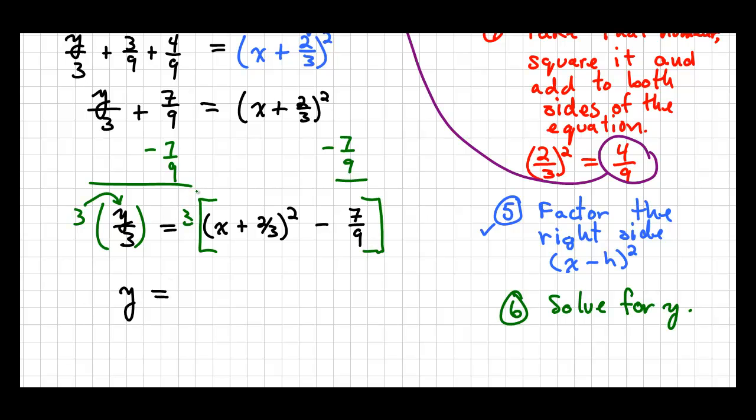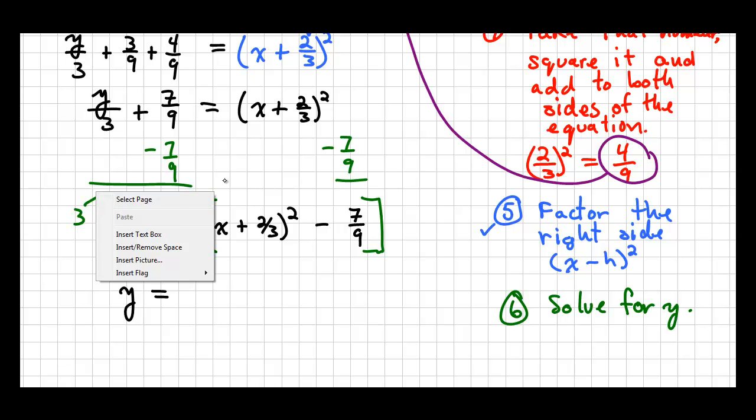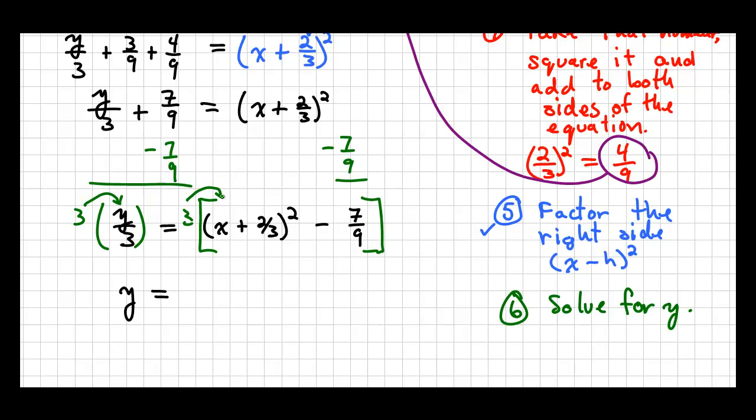And on the right side, when you multiply this, it's going to be 3 times that whole quantity. So I'm just going to write it like this: 3 times the quantity x plus 2/3 squared. And then it's going to be 3 multiplied by the 7/9 or minus 7/9. And for that, the 3 and the 9 will cancel, so you're going to end up with minus 7/3.